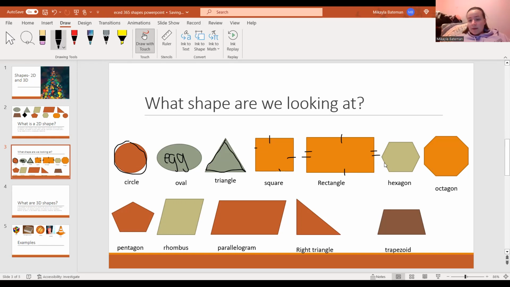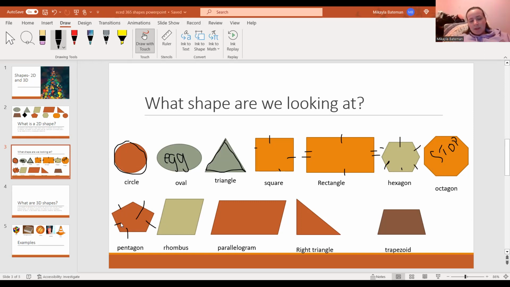We next have a hexagon. Now, a hexagon is a six-sided shape. They're all equal. And then we move on to an octagon, which has eight sides. Like an octopus has eight legs, an octagon has eight sides, kind of like a stop sign. And then we have a pentagon, which has five sides. I think of it as a little house. It's five-sided.